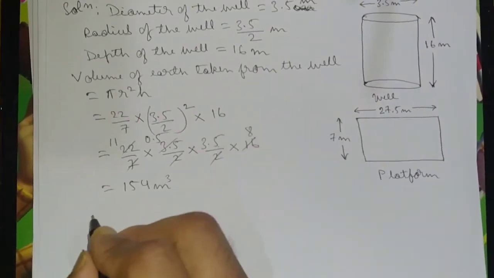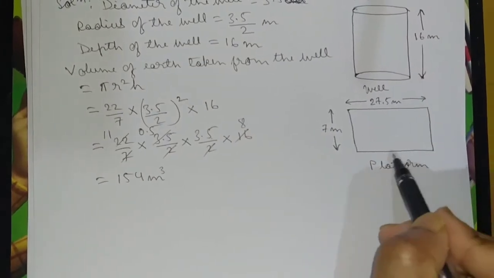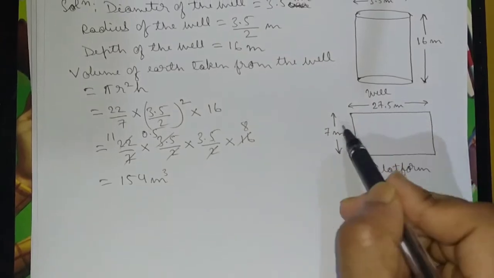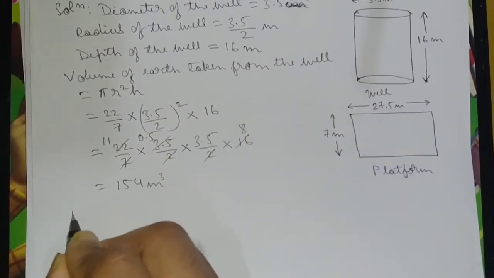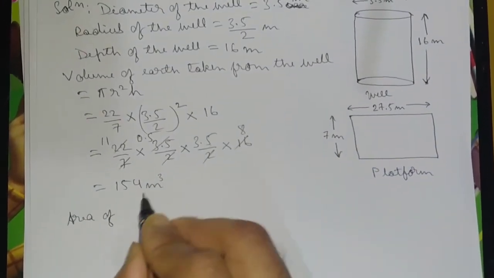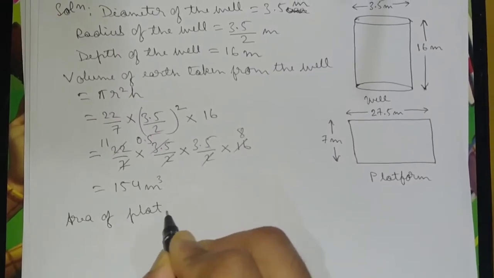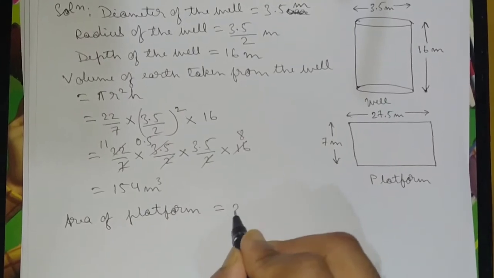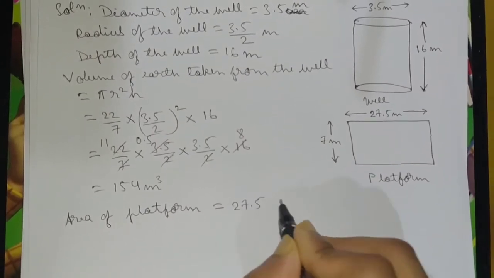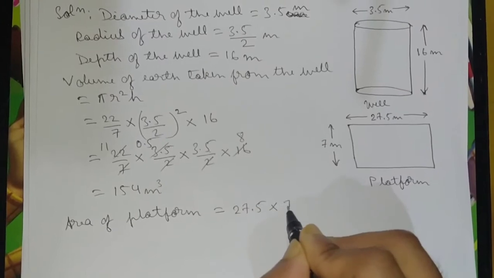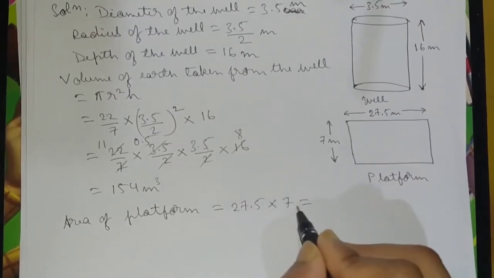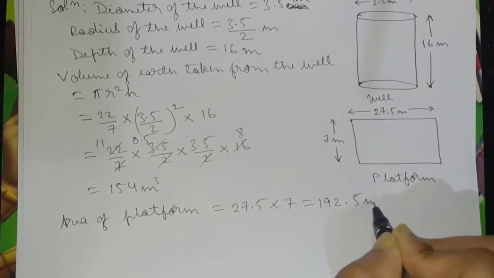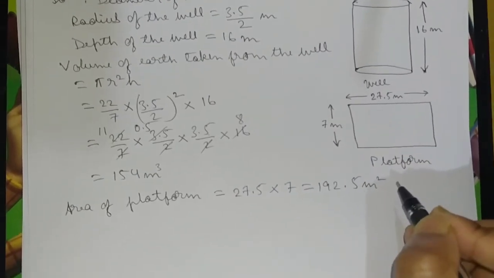Now let us calculate the area of the platform. Area is length into breadth. So the area of platform is equal to length 27.5 into breadth 7, which gives 192.5 meter square. Yes, the area of platform.